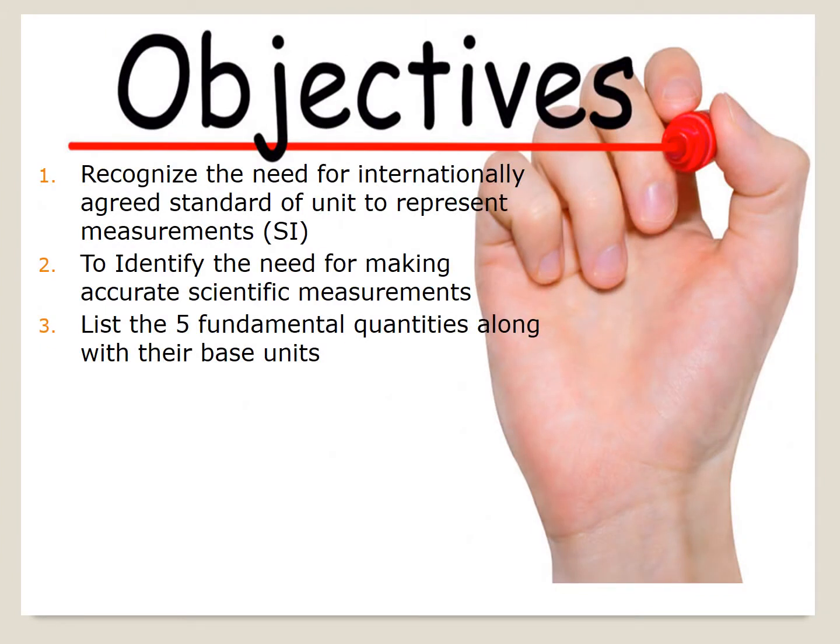This leads us to the next three objectives. Recognize the need for an international agreed standard of units to represent measurements. Identify the need for making accurate scientific measurements. List the 5 fundamental quantities along with their basic units.